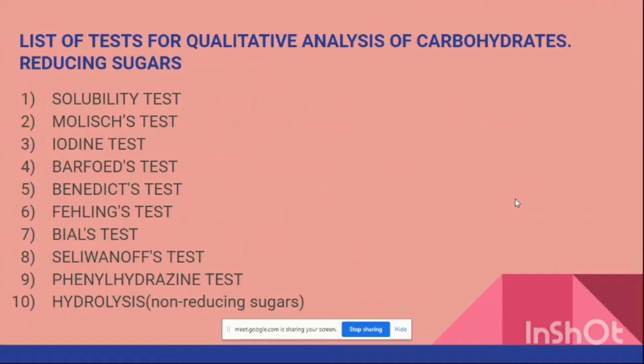One, solubility test. Number two, Molisch's test. Number three, iodine test. Number four, Barfoed's test. Number 5, Benedict's test. Number 6, Fehling's test. Number 7, Barfoed's test. Number 8, Seliwanoff's test. Number 9, phenylhydrazine test. And number 10, it is the hydrolysis procedure. As I told you earlier, it is for the non-reducing sugars.